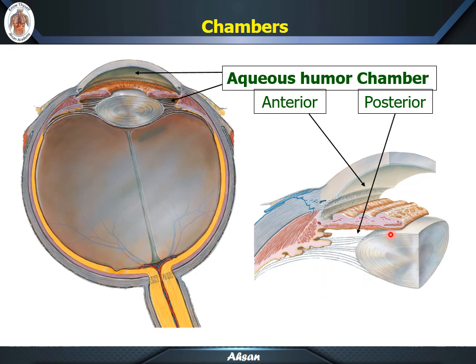This is the lens. In front of the lens is the iris, behind the iris is the posterior part, and this is the anterior part. So this fluid circulates through this pupil and goes to the anterior part, and behind the lens is the vitreous chamber containing the vitreous body.